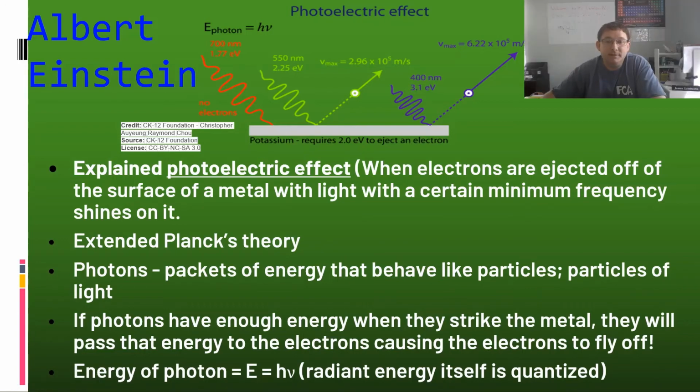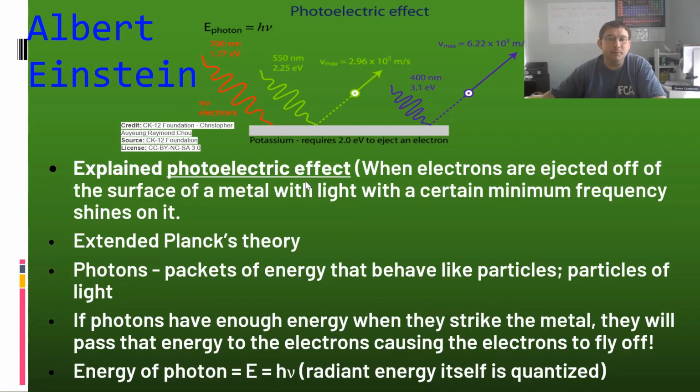We can think about this using Planck's constant. The energy of a photon is going to be equal to the energy of the quantum, which again is equal to h nu, where h is Planck's constant and nu is the frequency. So basically, what Albert Einstein was suggesting here is that radiant energy itself is quantized and actually behaves like particles. The photoelectric effect is a great example of that.